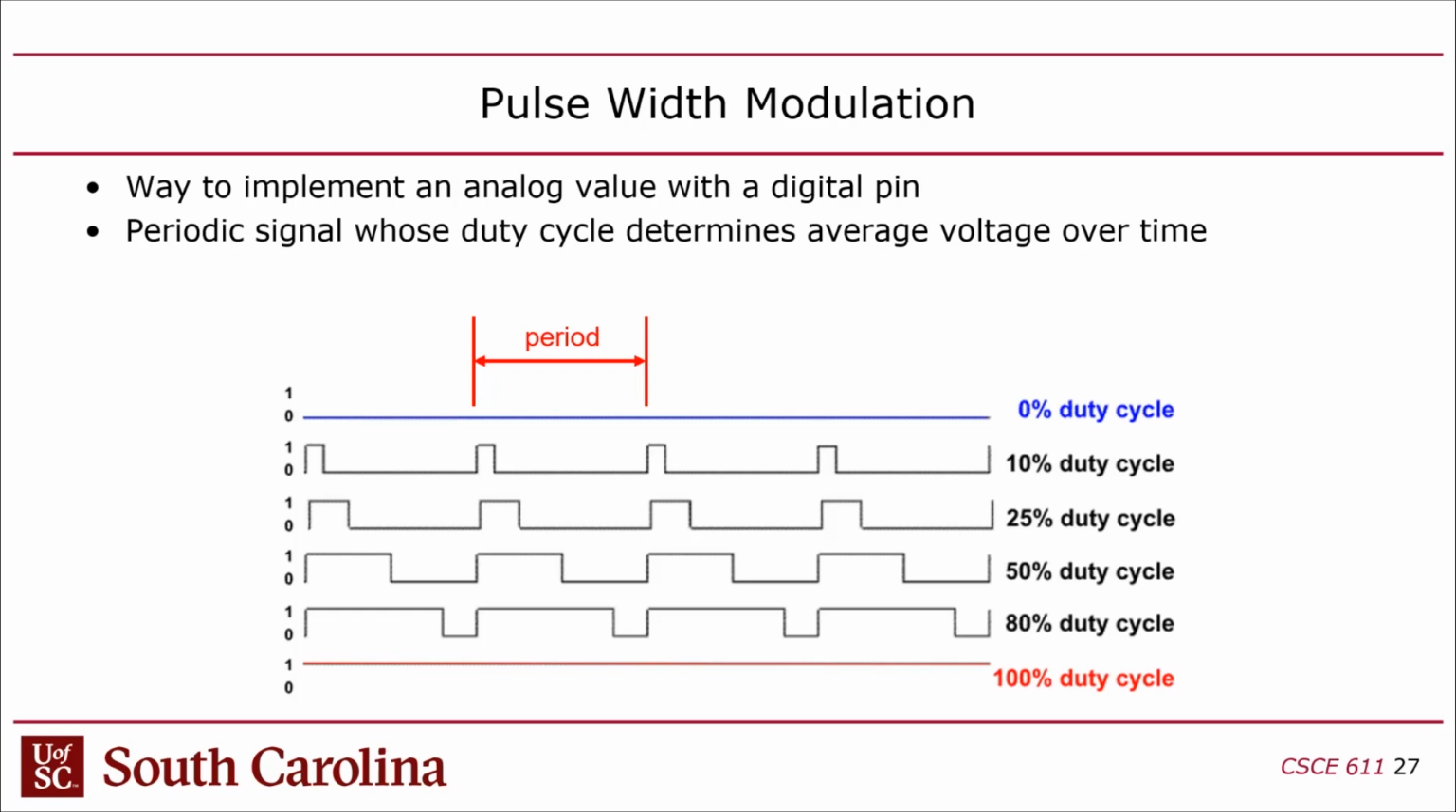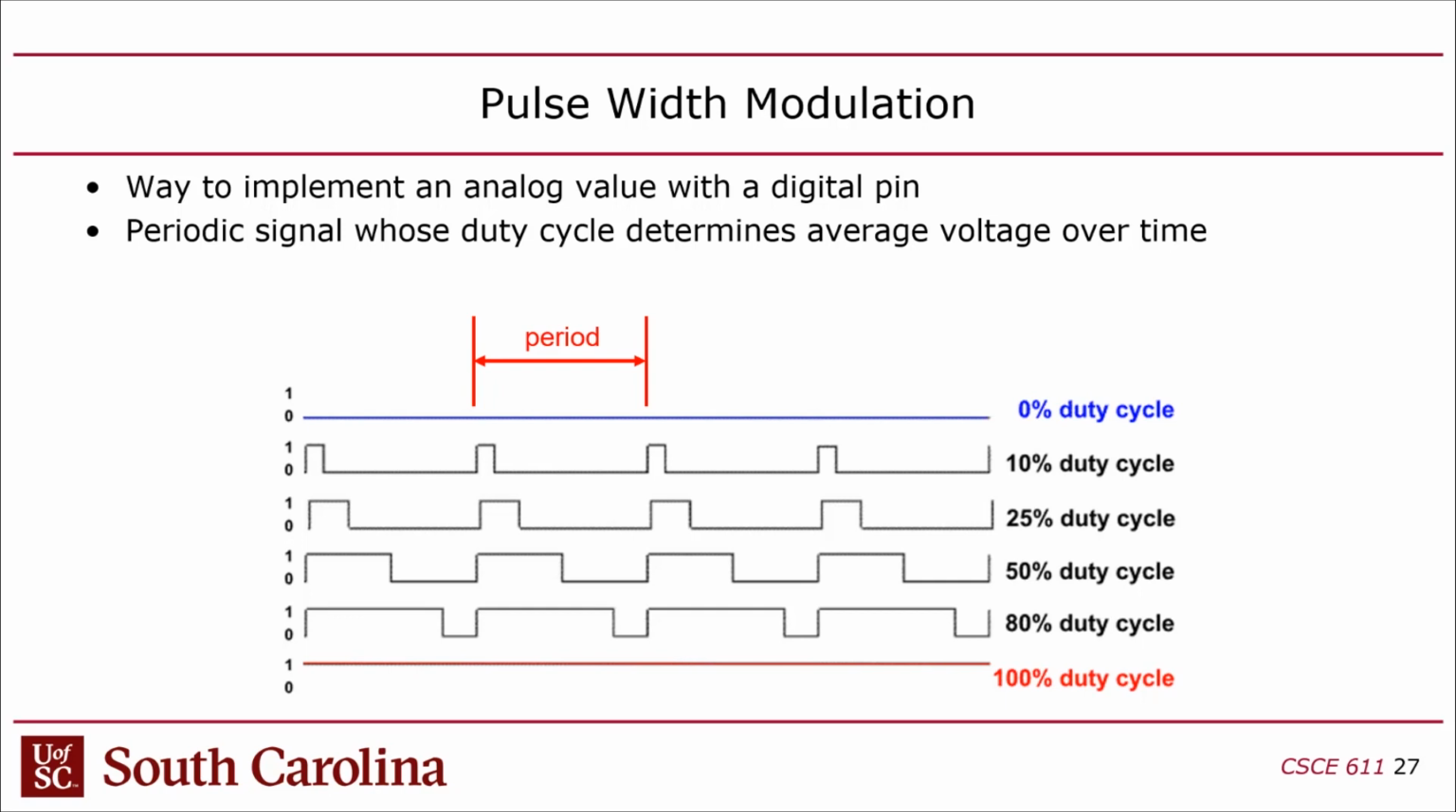It's basically like a clock signal, except in a clock signal, usually the duty cycle is 50%. It's half up, half down. Half the time it's high, half the time it's low. PWM allows you to use whatever duty cycle you want. In other words, that's the percentage of time it's high versus low.